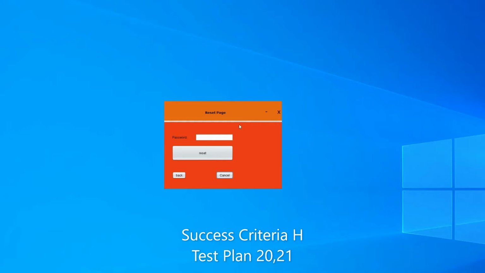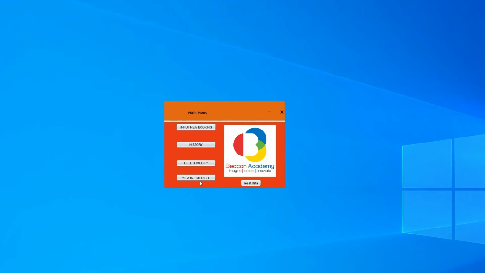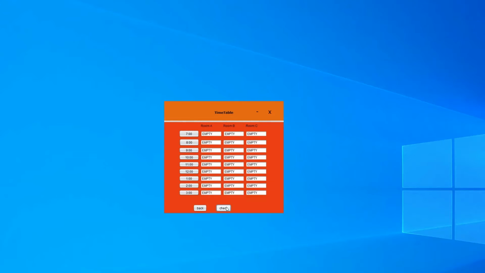When the wrong password is inputted, such as "wrong", we can see that an error message is displayed. However, when the correct password is inputted, the one that has been set by the administrator, we can see that a success message has been displayed and the function is successful. We can again take the timetable as a reference, and when we press check, we can see that all the slots are again identified as empty, indicating that no reservations have currently been made.